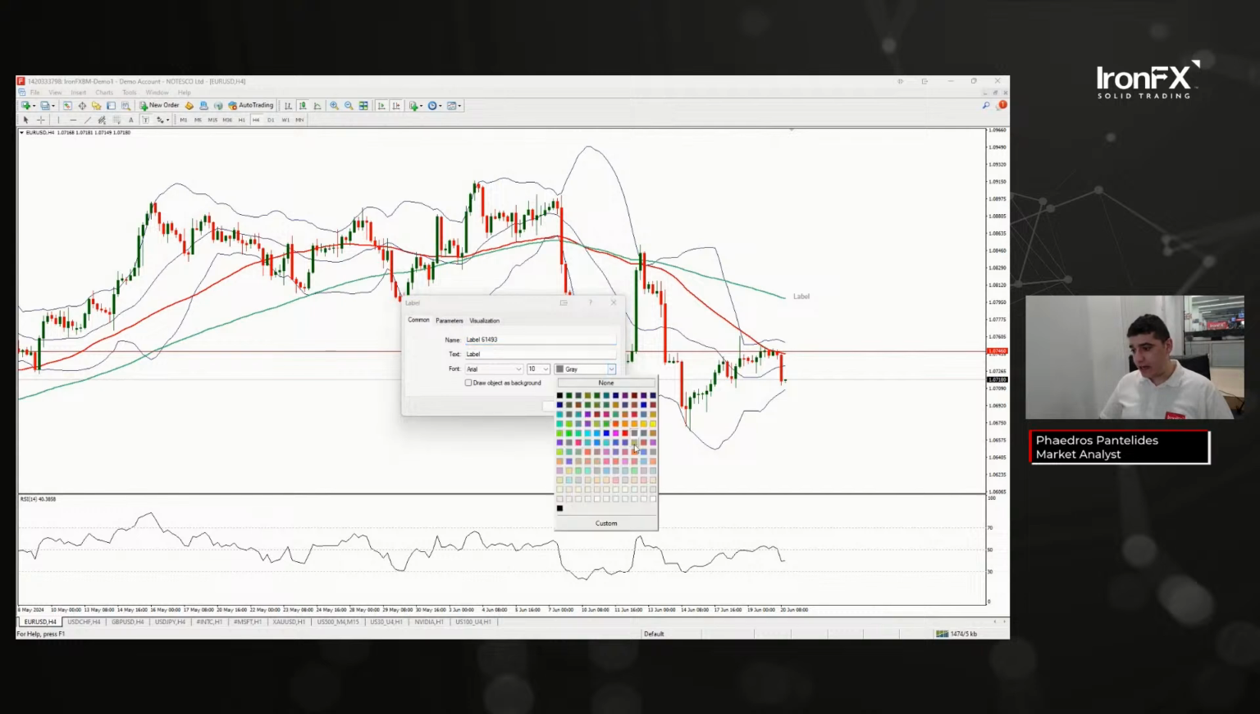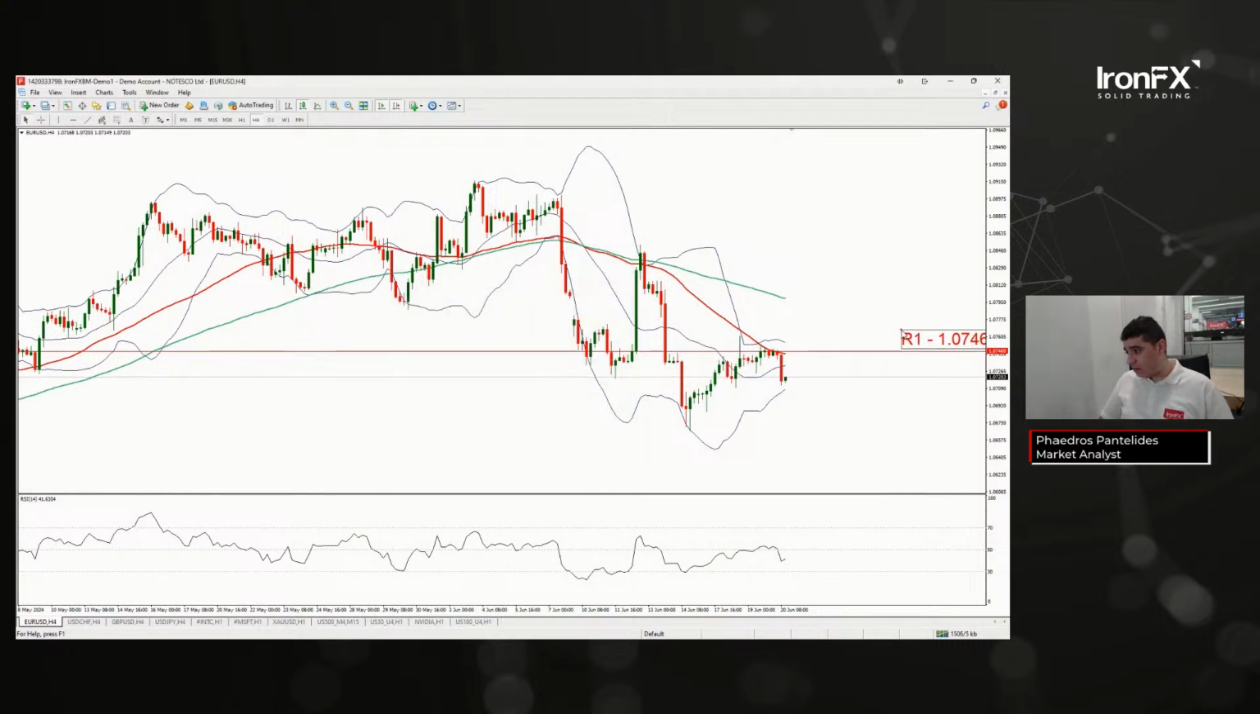And then we will be adding our text label. So changing this to 24, so that's easier for you to see. R1 and then 1.0746. Now, there we go. That is R1.